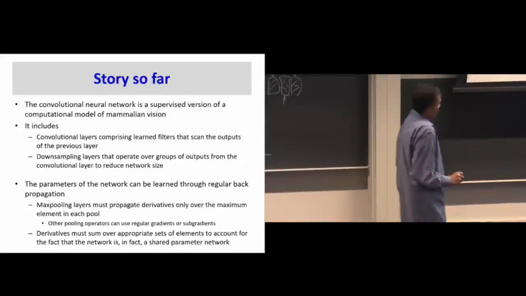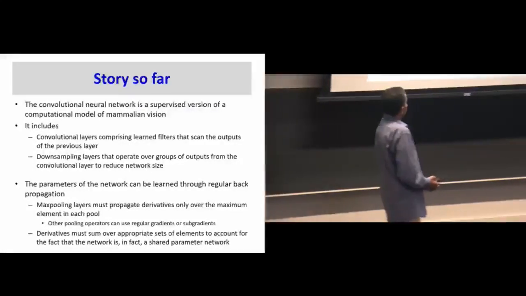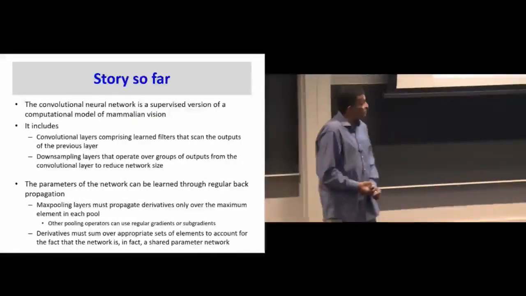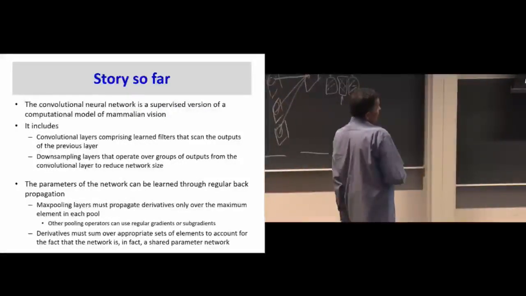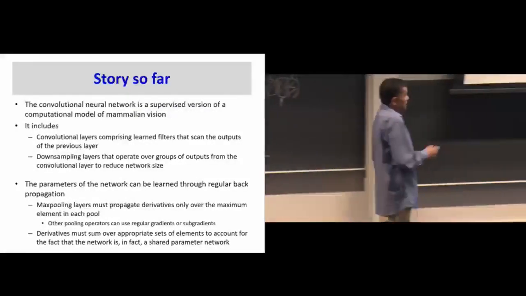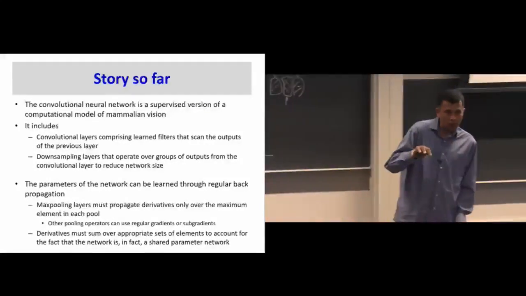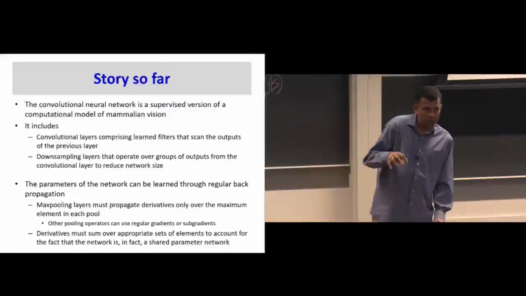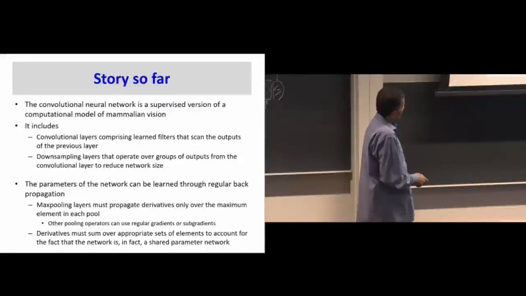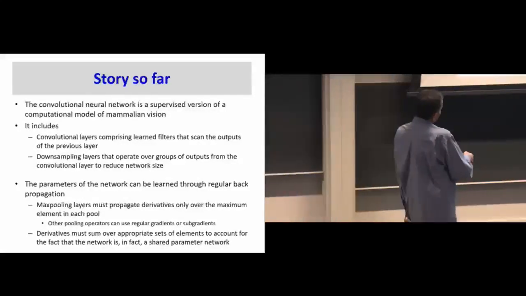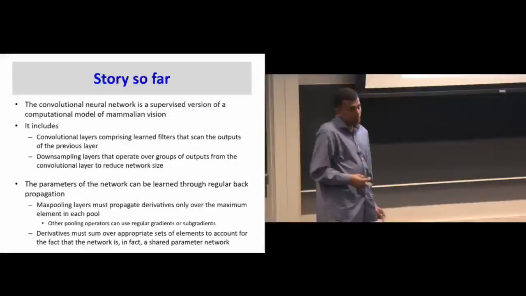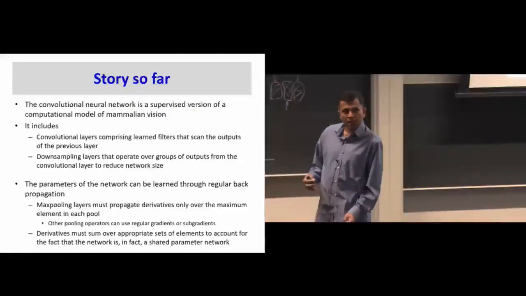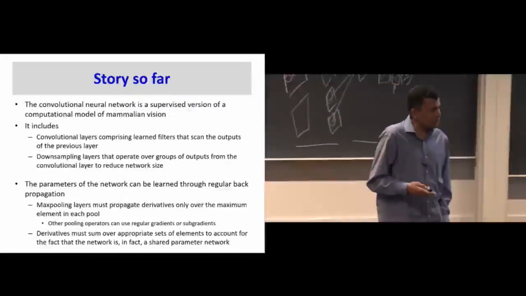So here's the story so far. In summary, the ConvNet is a supervised version of a computational model of mammalian vision, which includes convolutional layers, which comprise learned filters that scan the outputs of the previous layer, and downsampling layers that operate over groups of outputs from the convolutional layer to reduce not the network, but the output size. And the parameters of the network can be learned through regular backpropagation. Max pooling layers must propagate derivatives only over the maximum element in the pool. And for the rest of them, the derivatives must sum over the appropriate set of elements to account for the fact that the network is, in fact, a shared parameter network, right?